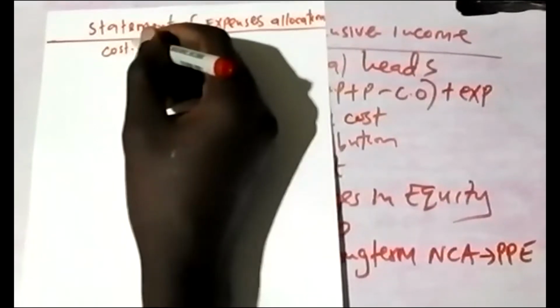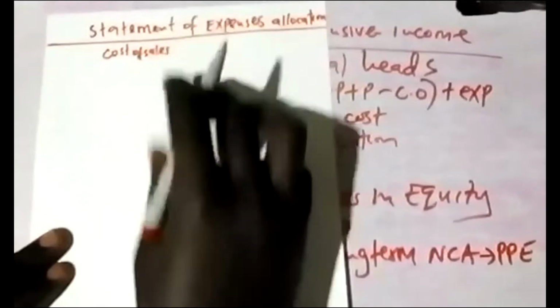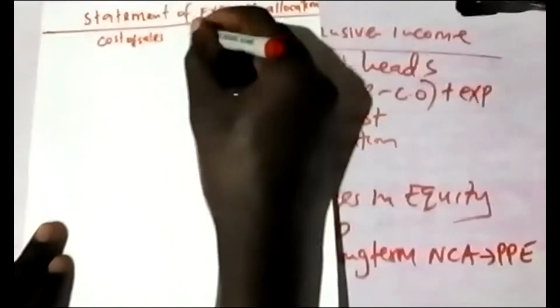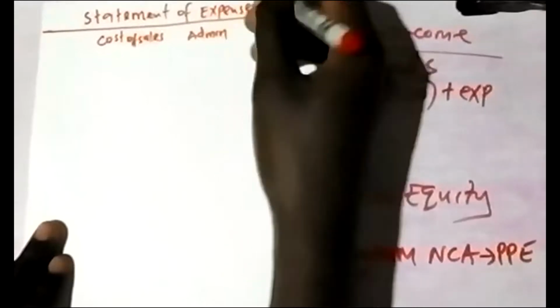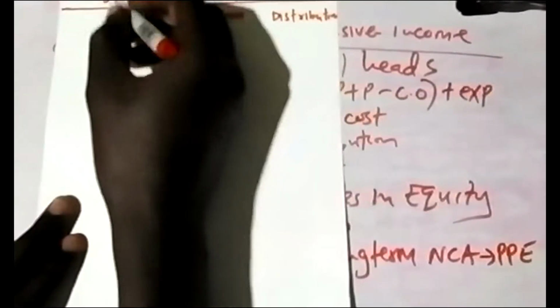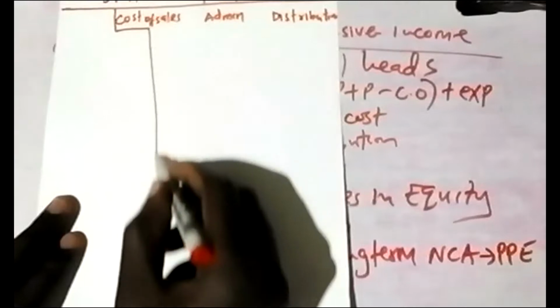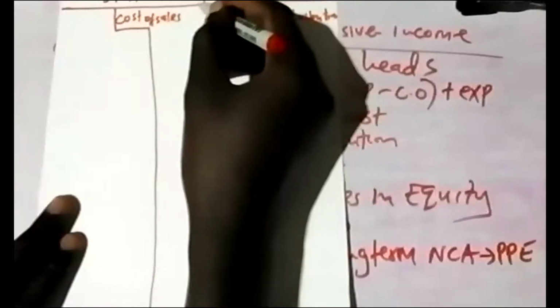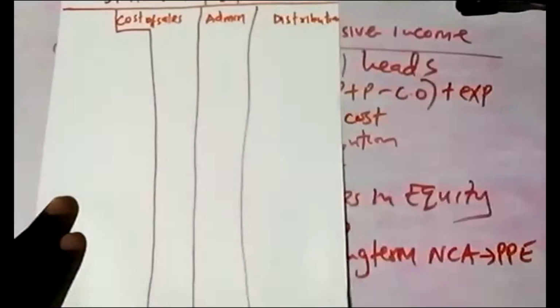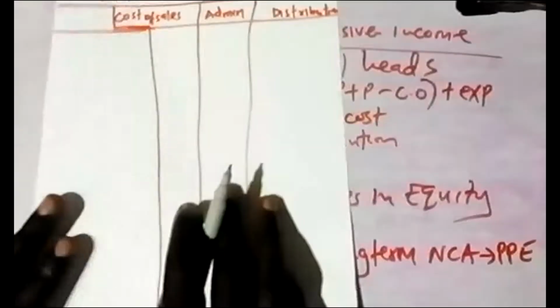It can be either under the cost of sales, under the admin, or under selling and distribution. The finance cost, I will do it in a separate area because it will only consist of interest. So these are the ones which contain a lot of items, and we need to consider them in this statement.